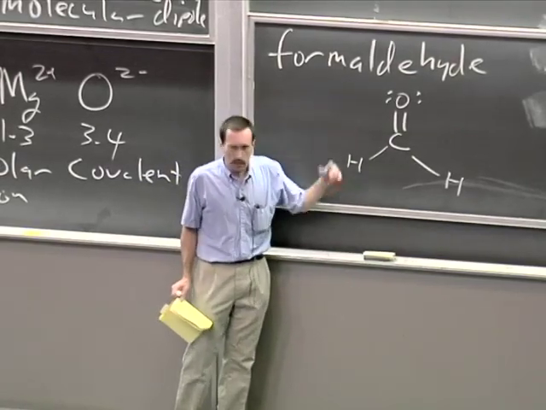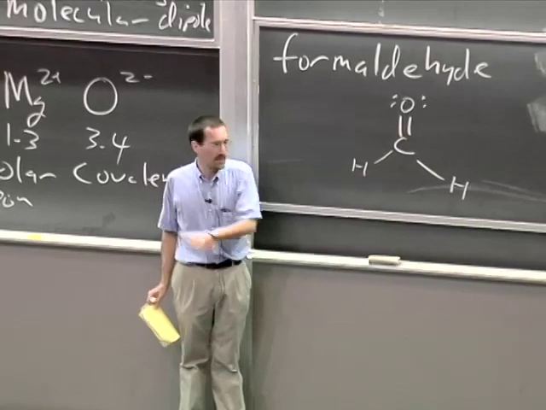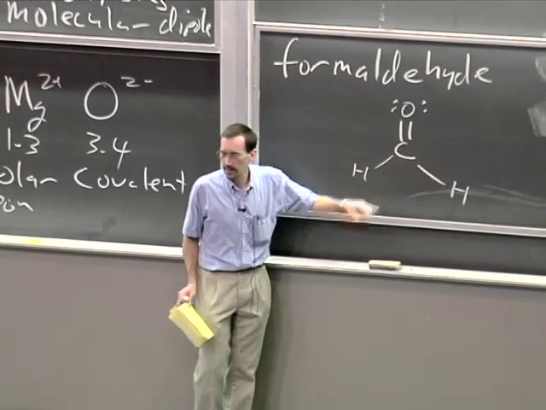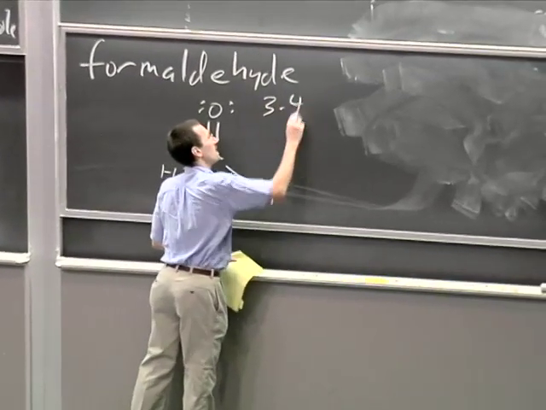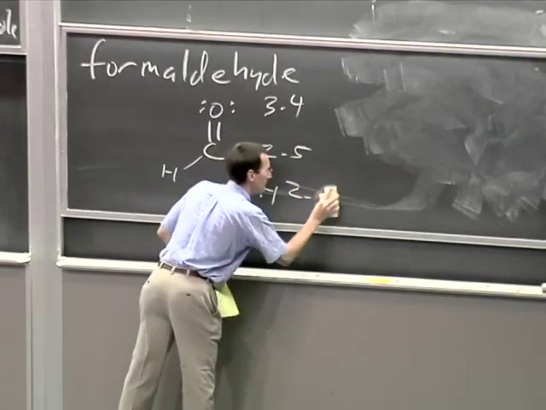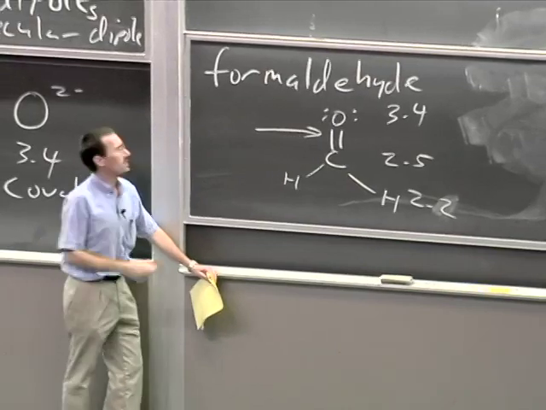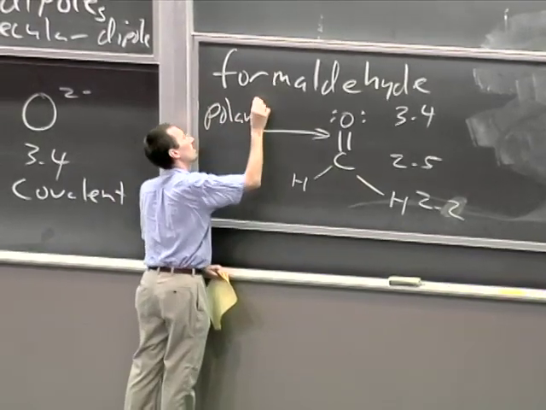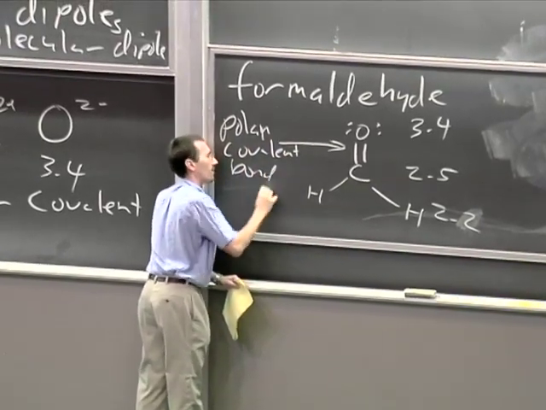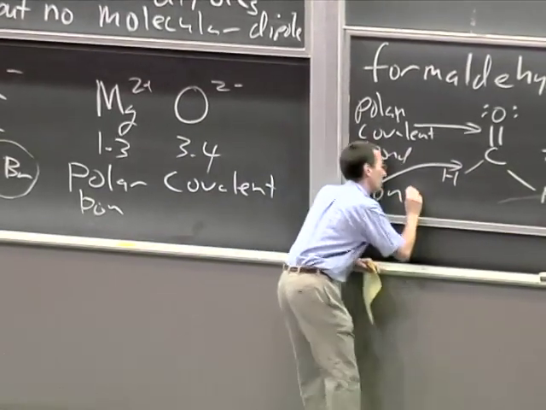As a knee-jerk reaction at this point, most people in the room will probably know their electronegativities well enough to know, okay, all of the bonds in this molecule are covalent, not ionic. If we want to get a little more detail, we could say 3.4, 2.5, 2.2. So we would call the CO bond a polar covalent bond. And the CH bonds, for all intents and purposes, are nonpolar covalent.